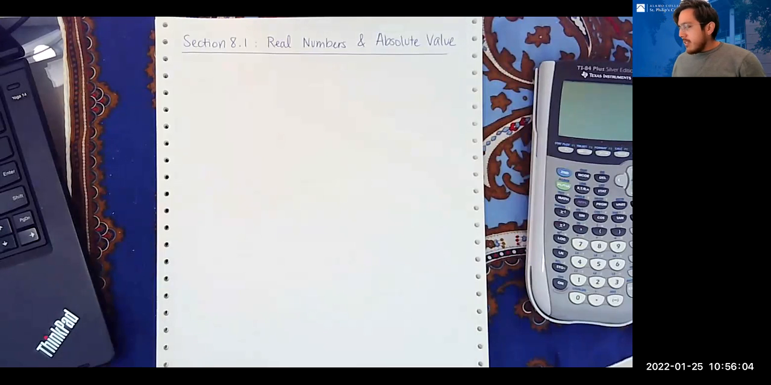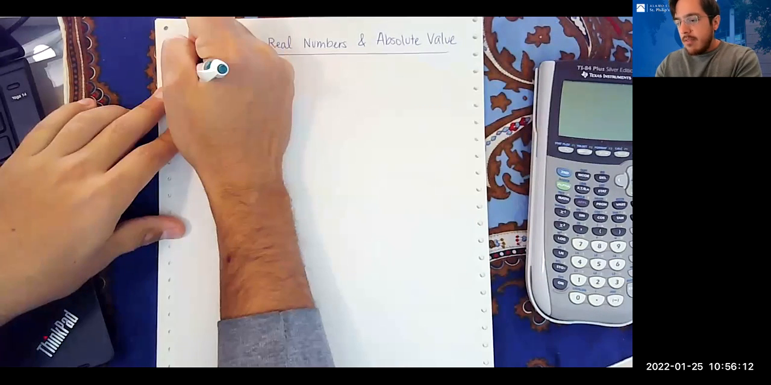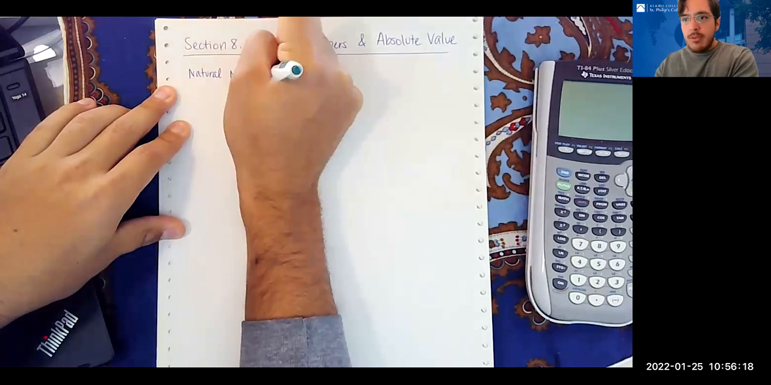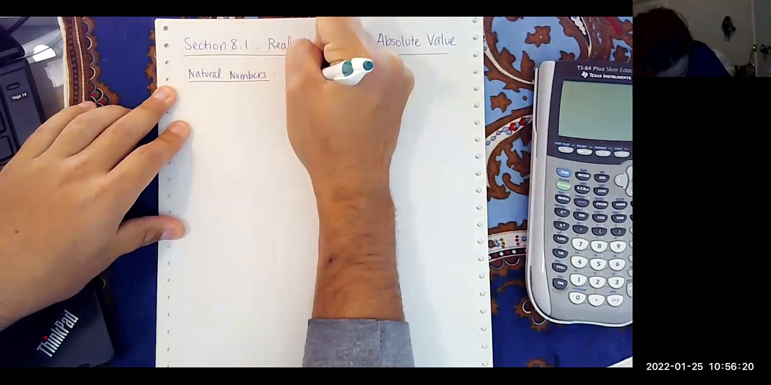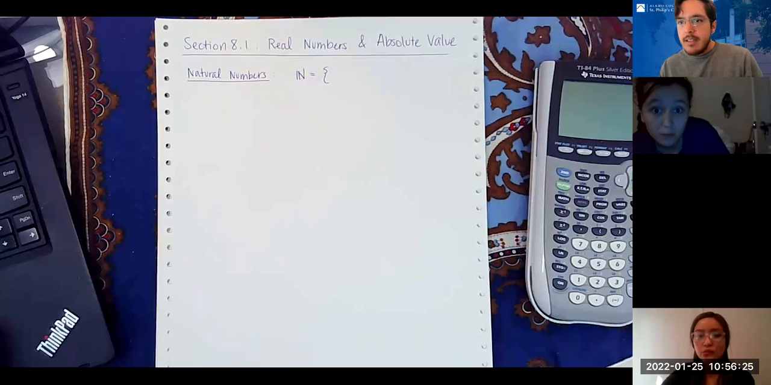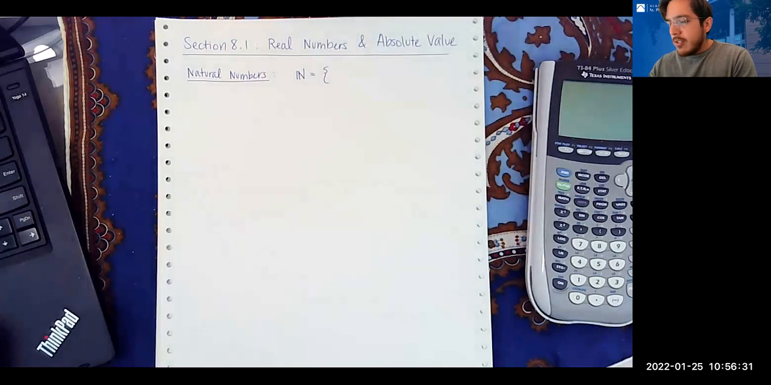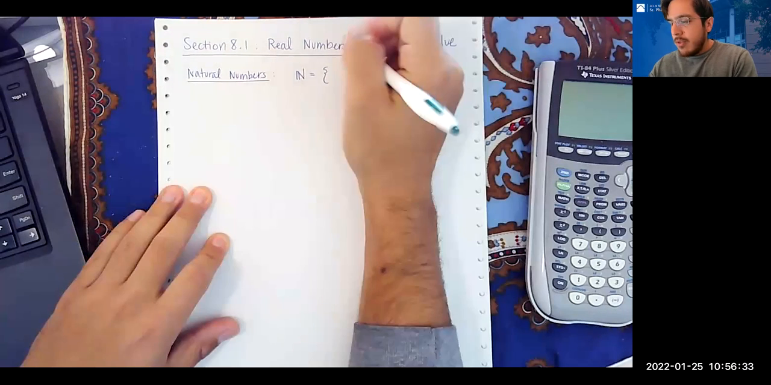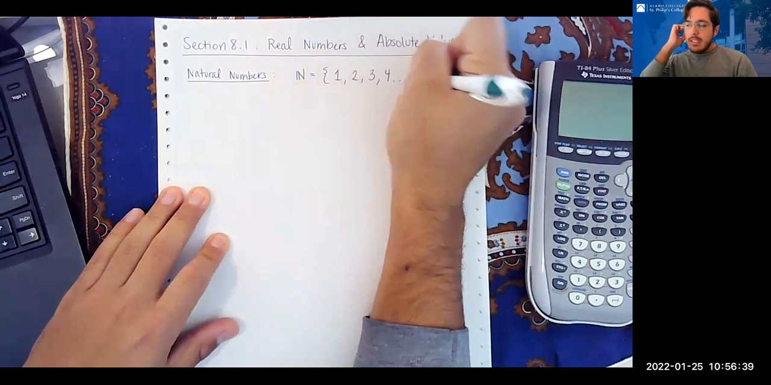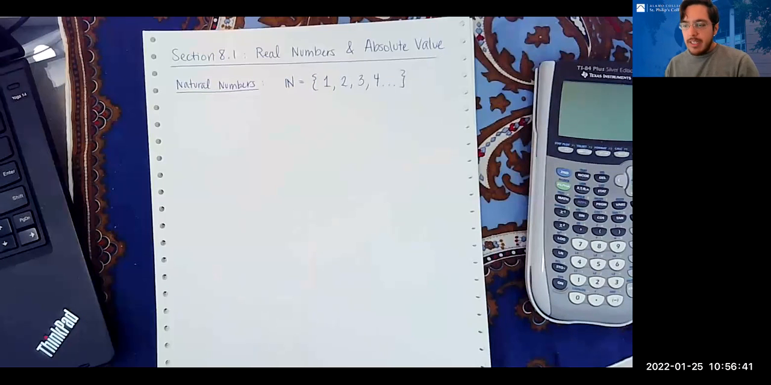Okay. So last time we talked about different sets of numbers. We talked about the natural numbers, which was the set of numbers given by this symbol N. The natural numbers started with 1, 2, 3, 4, and so on. This is just a recap, so you don't necessarily have to write this part down if you have it already.